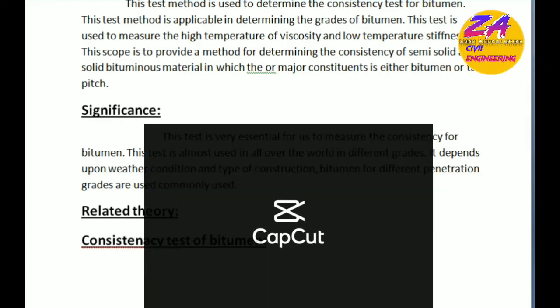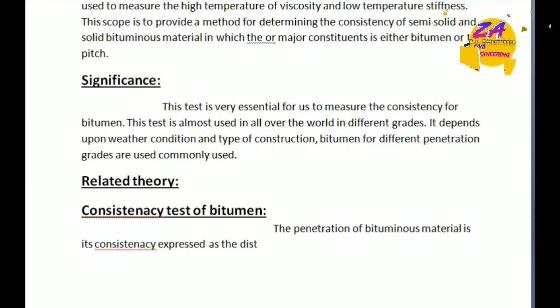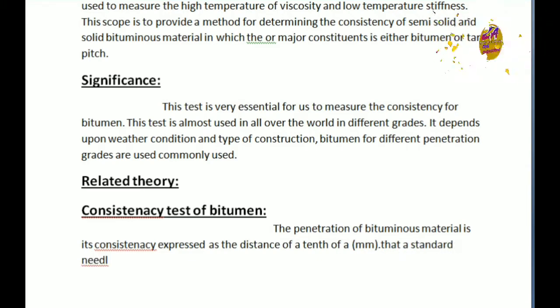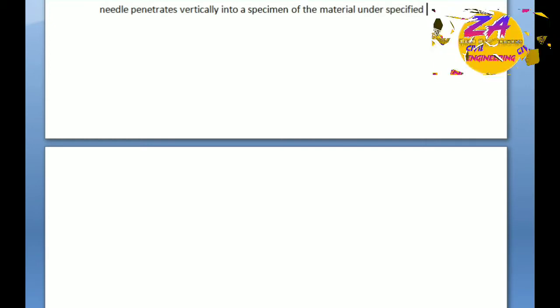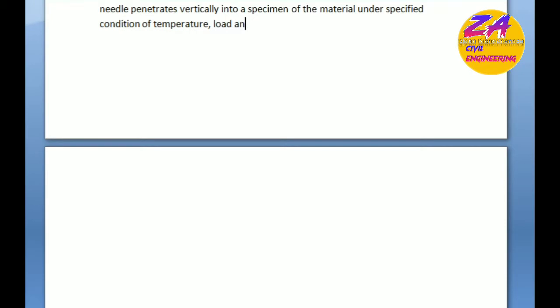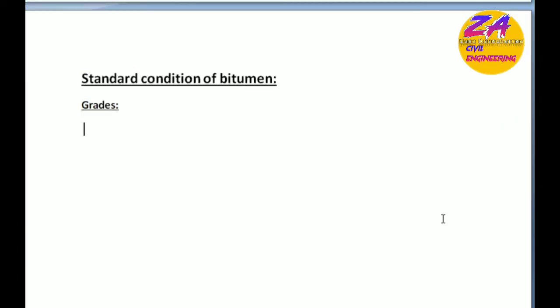First of all, consistency. The penetration of bitumen materials is its consistency, expressed as the distance in tenths of a millimeter that a standard needle penetrates vertically into a specimen of the material under specified conditions of temperature, load and duration of loading. Standard conditions of bitumen grades.